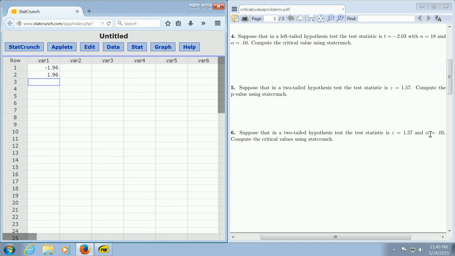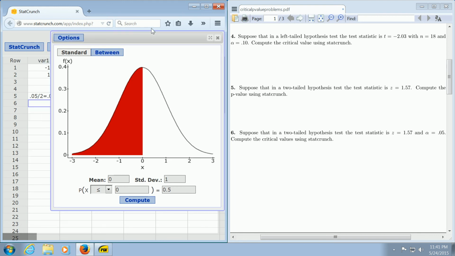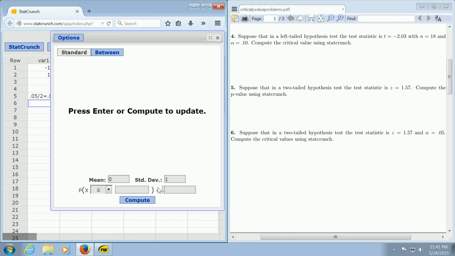So again, the first step is you take the alpha and you divide it by 2. So 0.05 divided by 2 is equal to 0.025. Then you go to Stat, Calculators, and then Normal. You leave the mean and standard deviation alone, and you take 0.025 and you put it in this box. And then it actually doesn't matter what you pick here. You can pick less than or you can pick greater than. I'll leave it at less than and just hit compute.